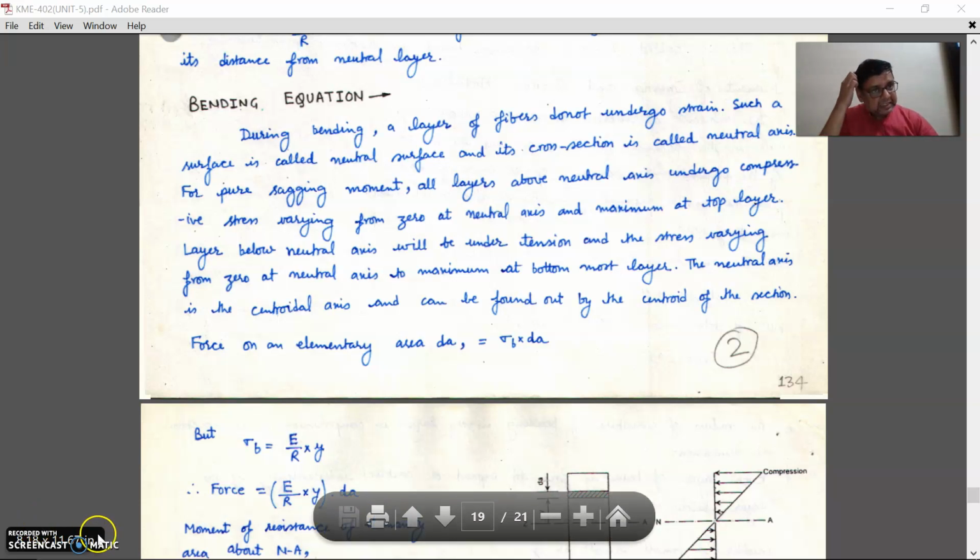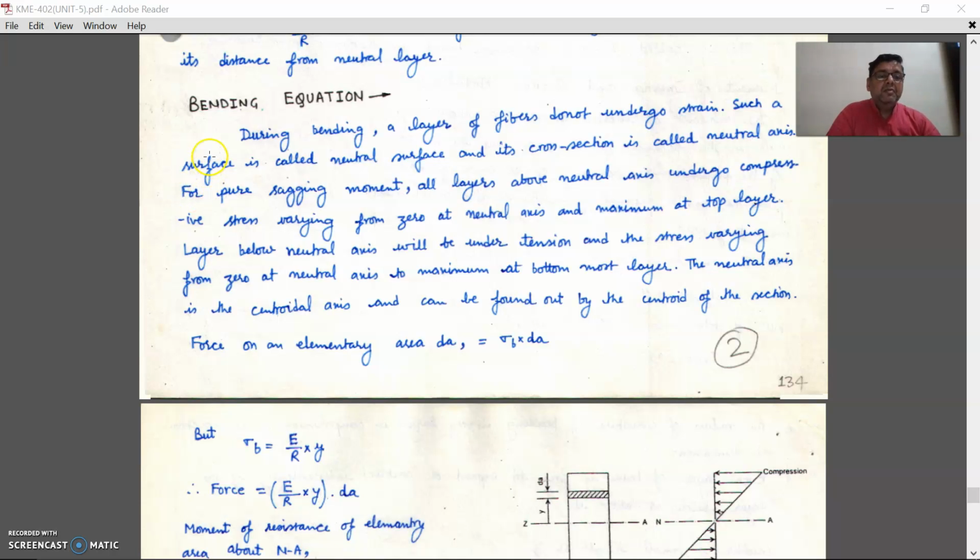This is the last section of this bending moment equation, and in this section we'll derive that sigma upon y is equal to M upon I, right? This particular section will derive this equation. Now the strategy we'll follow is the same strategy that we followed in the derivation of the torsion equation.